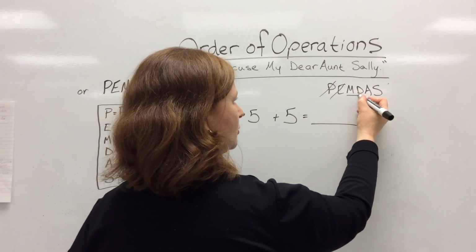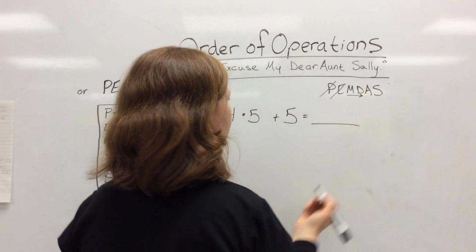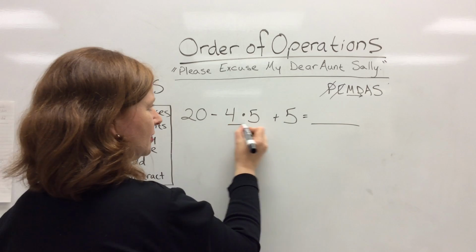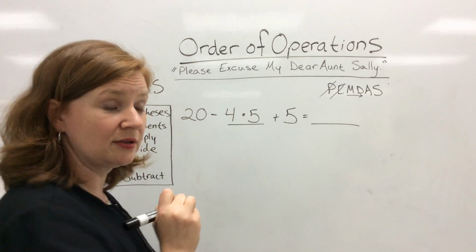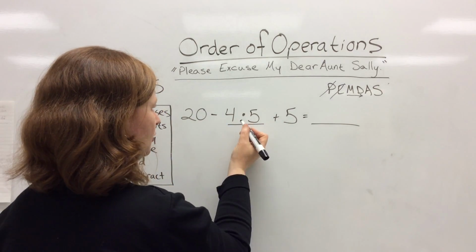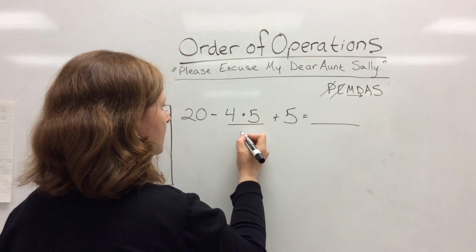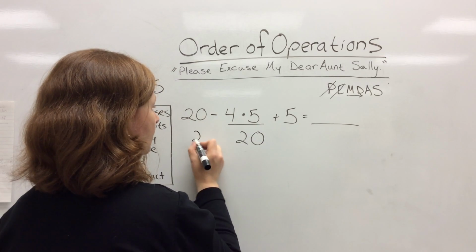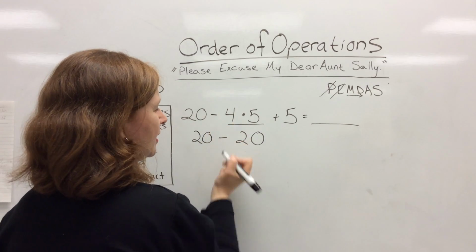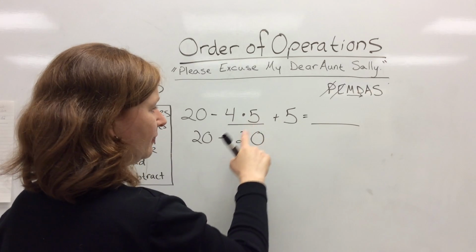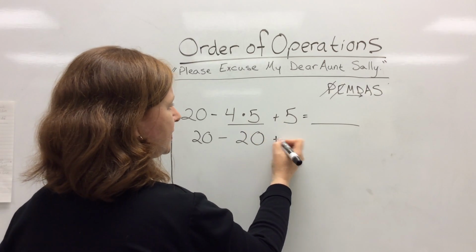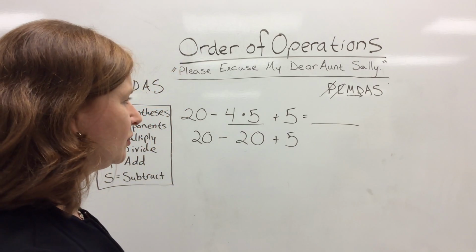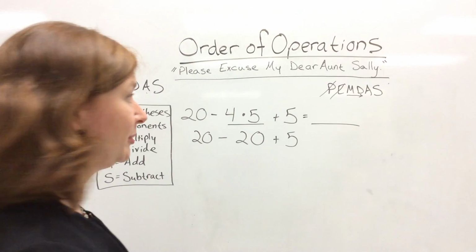Multiplication and division come together in a group, moving left to right. Moving left to right in my number sentence, I do have a multiplication. This dot here means multiplication, or times. So I'll do that one first. 4 times 5 is 20. I'll bring down everything else. This 20 comes down. This minus comes down. 4 times 5 I already used. Plus comes down. The 5 comes down. And now I'm ready to check what my next step will be.